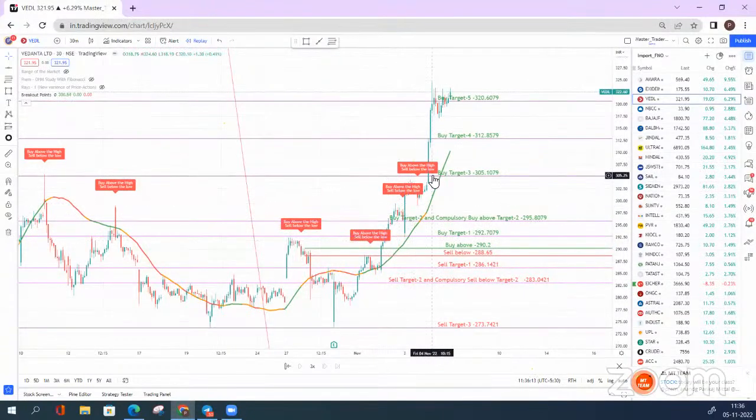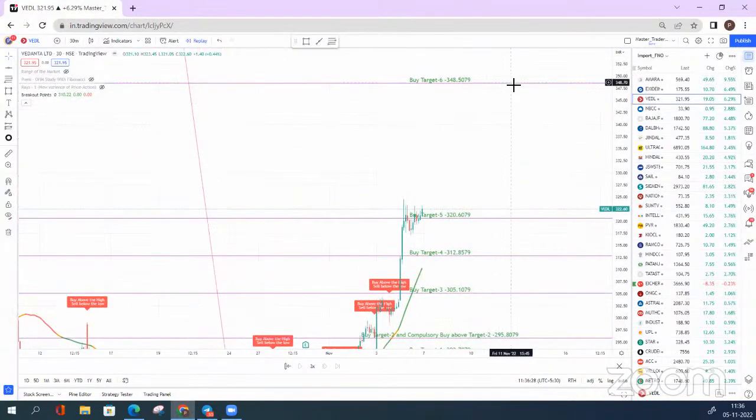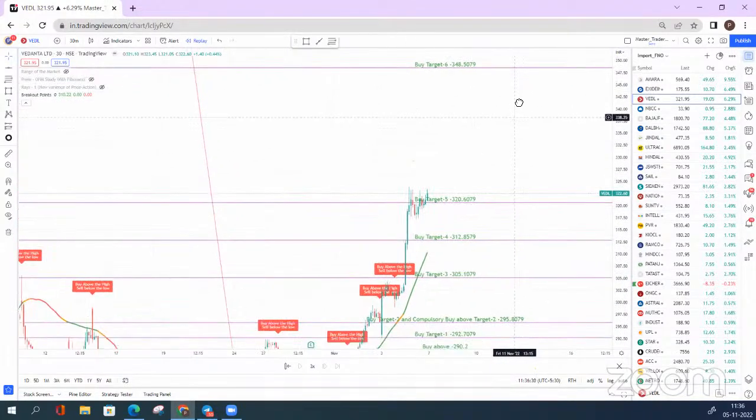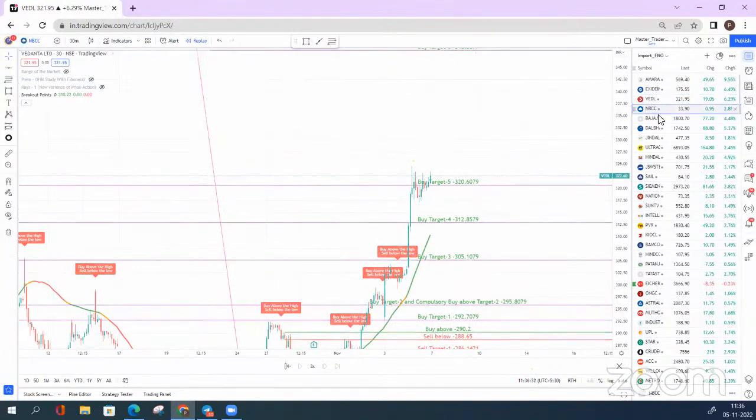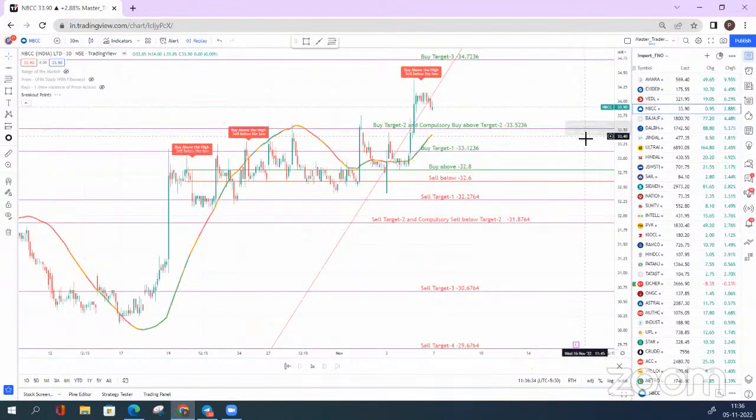Okay. So here it went up. Yep, up. Target 2, compulsory buy above about 295. Target 1 is 305, 312, 320. It's already met. It is moving towards 348. Okay, leave it. I can show you for any kind of scripts.